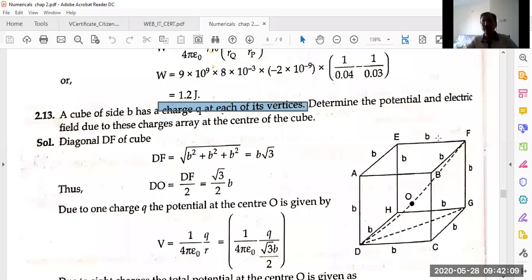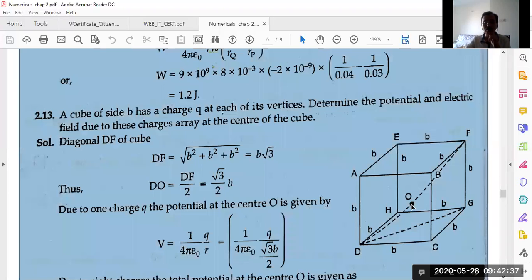1, 2, 3, 4. So total, how many charges are used? 8 charges. What do you have to find? Potential and electric field, at the center O. Okay, so let's go with the potential.